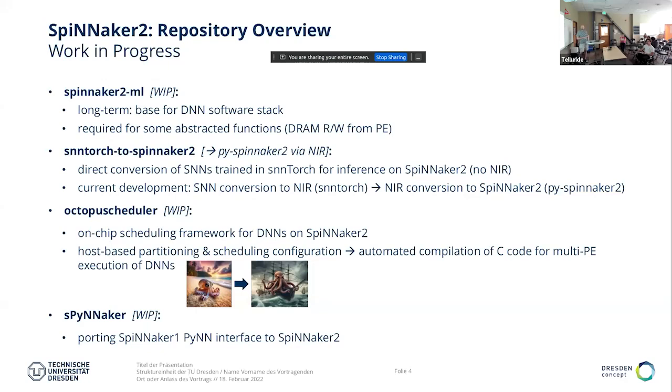There's a bit older project as an endpoint to Spinnaker 2. That was originally a project where you can convert directly from SNN torch to a Spinnaker 2 executable setup, but this was without neuromorphic intermediate representation, so it's direct conversion from SNN torch to Spinnaker 2. The current development goes this way via NIR.